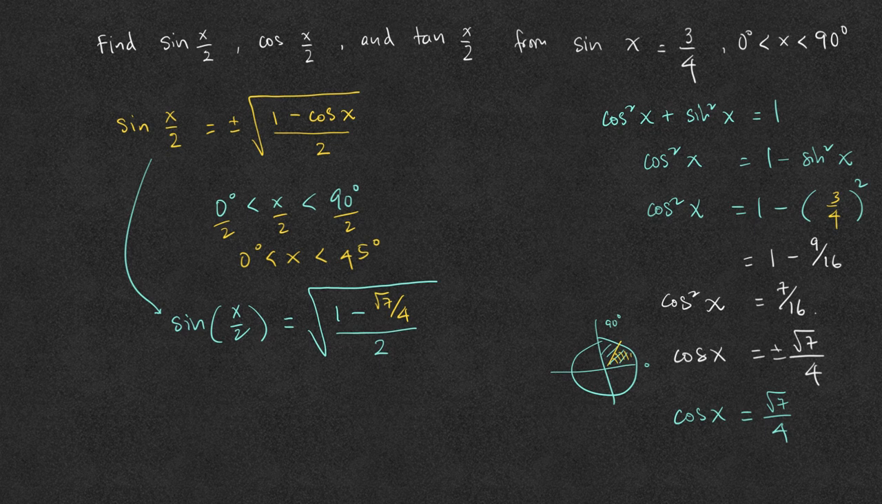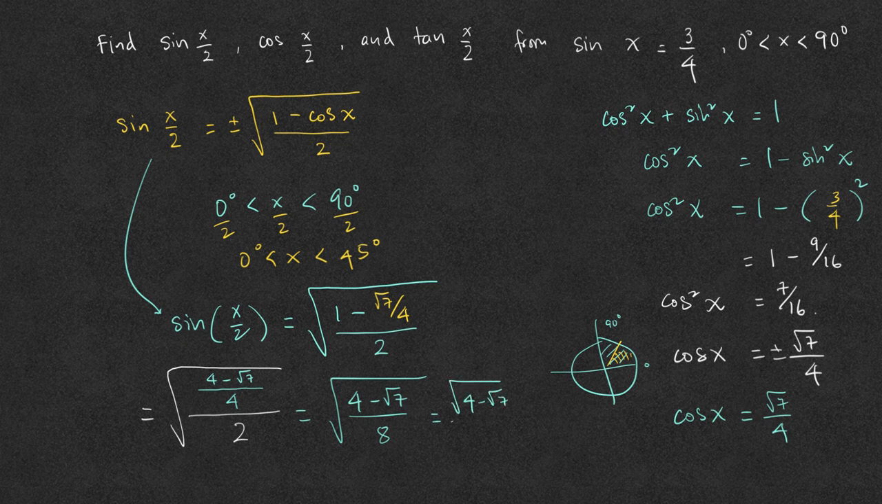We still need to simplify this. The denominator is 2, and in the numerator, the common denominator is 4. 1 is 4 over 4. And so we have 4 minus root 7 over 4, over 2, which is 4 minus root 7 over 8. This is the answer, but if we want to simplify this further, this is the square root of 4 minus root 7 over 2 root 2. And if we want to simplify this further, we would multiply by root 2 over root 2 to rationalize the denominator. This will give us the square root of 8 minus 2 root 7 over 4.